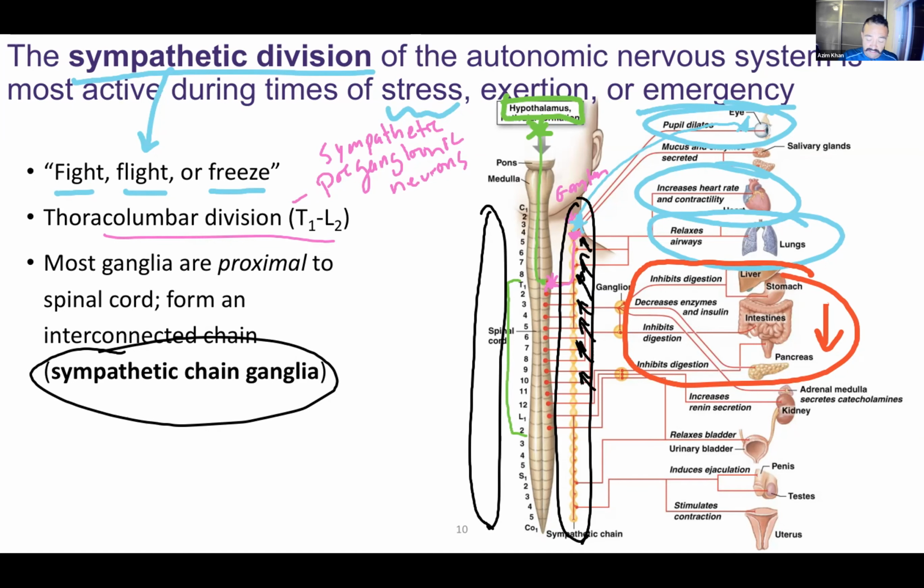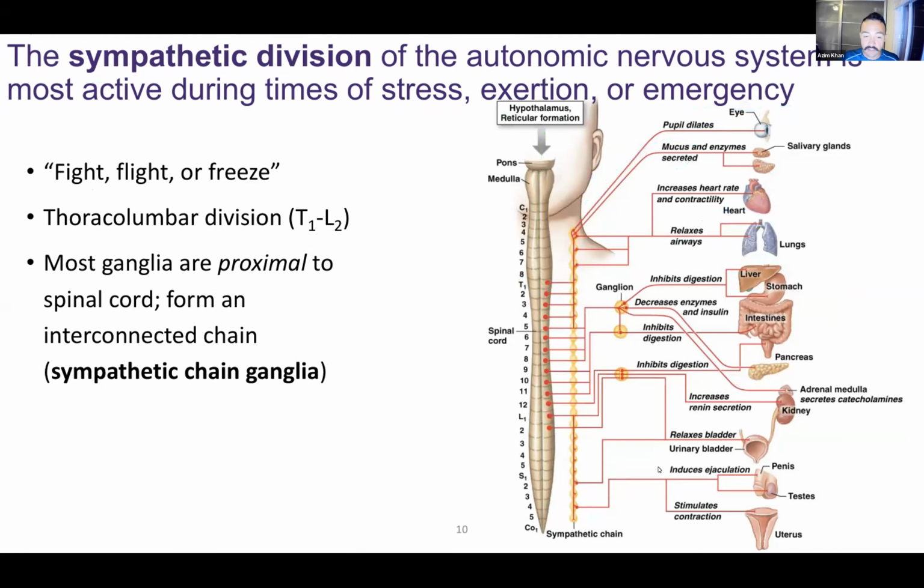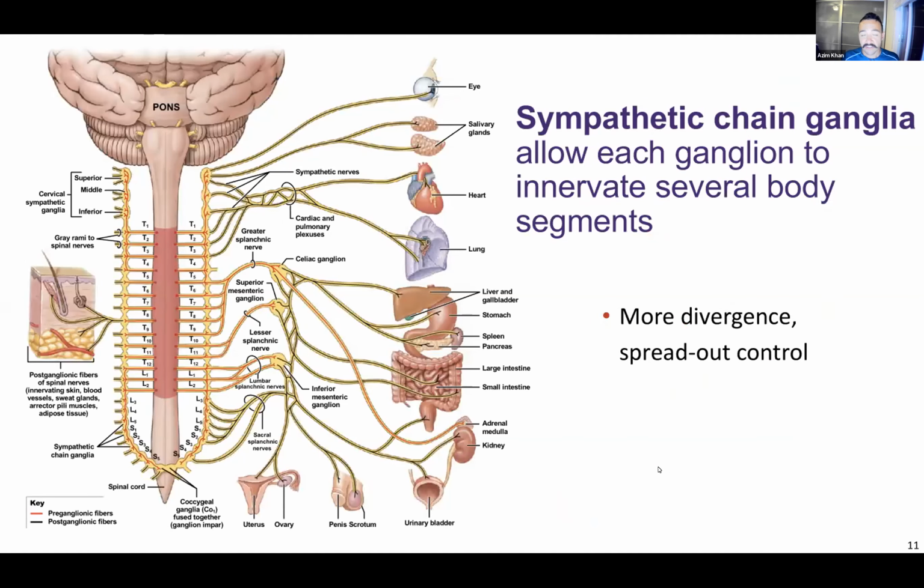Why are these chained together? One major benefit is that it allows them to innervate several body segments so that we have more divergence, more spread out control. We just saw how if we start in the hypothalamus, we have to go down the spinal cord and then go back up to the eye. Counterintuitive, but that's just how it works. It's just how our nervous system is organized. And I'm sure there's some evolutionary reason that I haven't looked into.